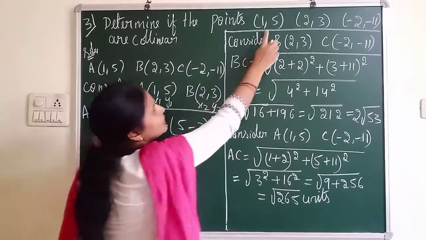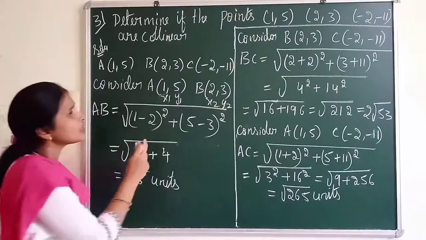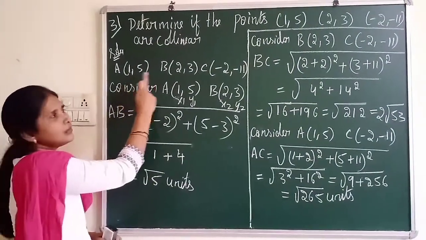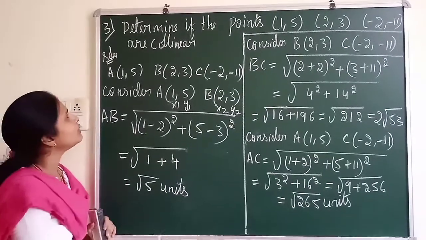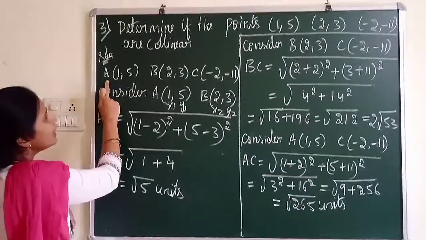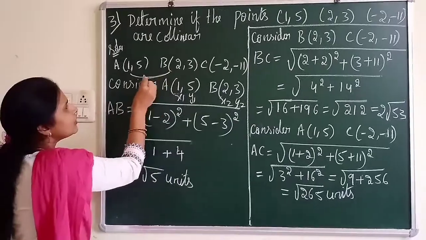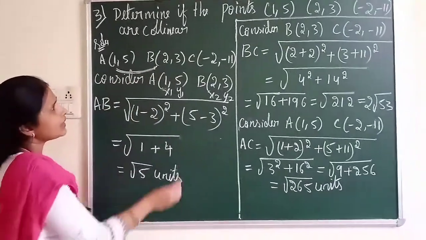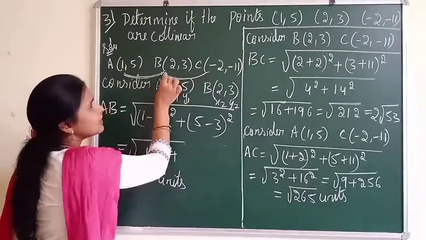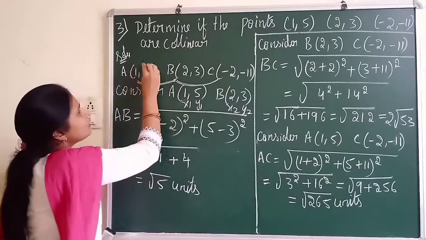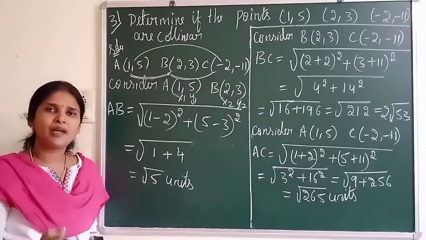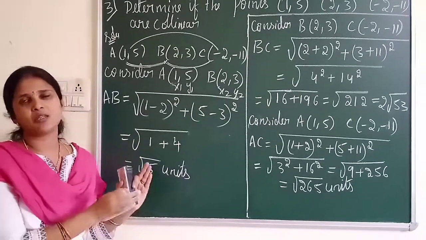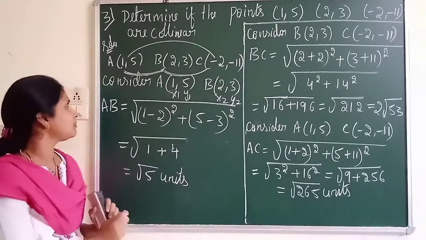One is with these two, and you can just consider the first point as A, the second point as B and the third point as C, so that you can write it easily. First you find the distance AB, the second time you use the distance formula for BC, and the third time you find the distance AC. So 3 times you have to apply the distance formula to check whether the points are collinear or not.